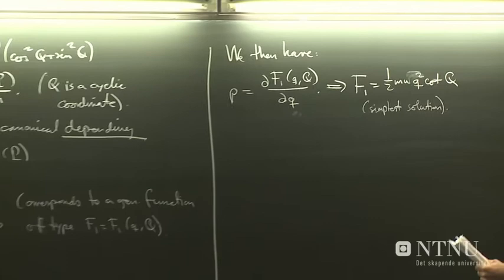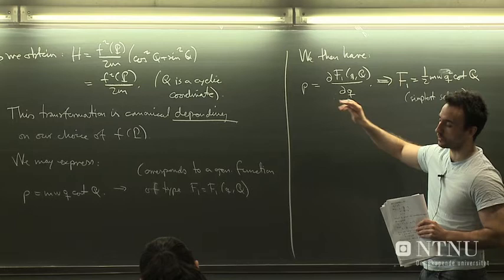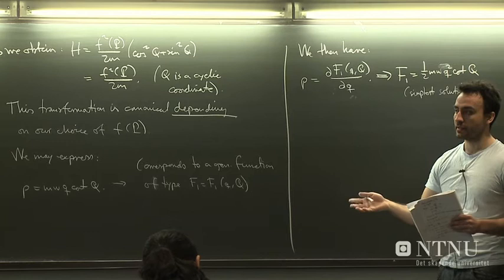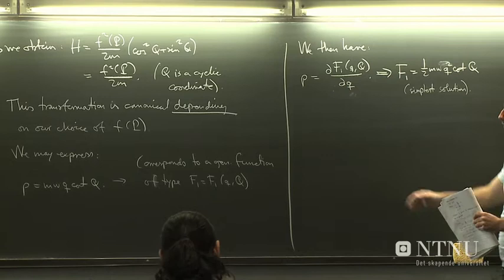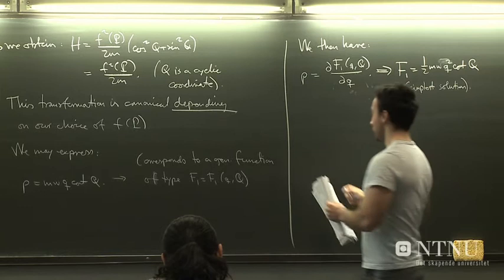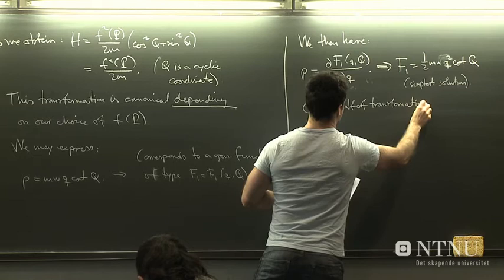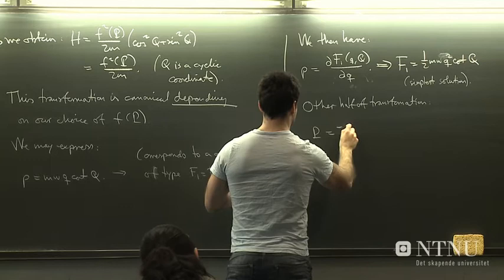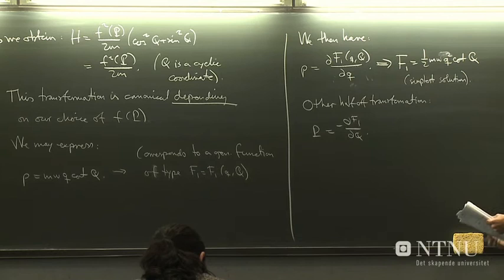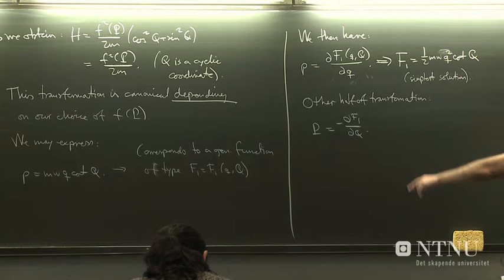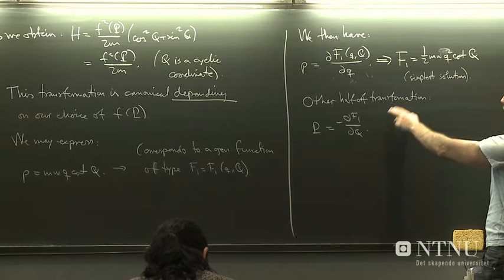All right, so this is one part of the transformation, but we know that for each generating function, we had three parts. We had two equations of this type, generating the old and the new set of variables, and we also had a third equation relating the Hamiltonians to any possible explicit time dependence. So the other half of the transformation between the set of variables looks like this. But we now have an expression for F1 due to the integration over there. So we just perform a partial derivative of this one.